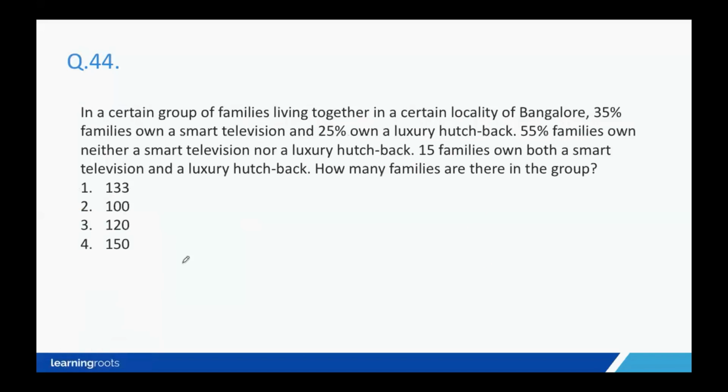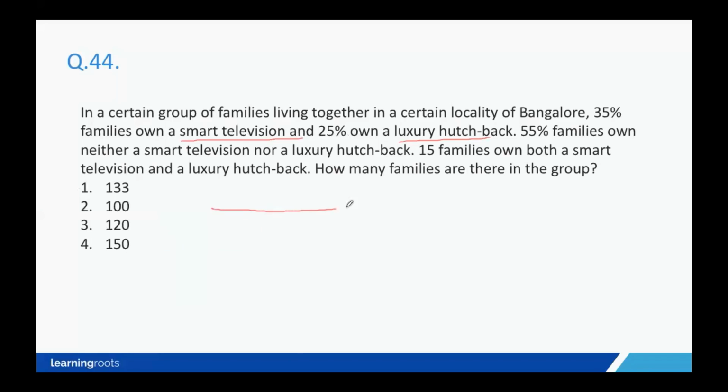Okay, what about the 44th question? In a certain group of families living together in a certain locality of Bangalore, 35% own a smart television, 25% own a hatchback, 55% own neither, 15 families, and so on. Again, it's a two set question. You should understand that there are two things being talked about: one is a smart television and the other is a luxury hatchback. As I told you, you can use either the Venn diagram or a double set matrix. Since we did the Venn diagram approach in one of the previous questions, let's use the double set matrix approach.